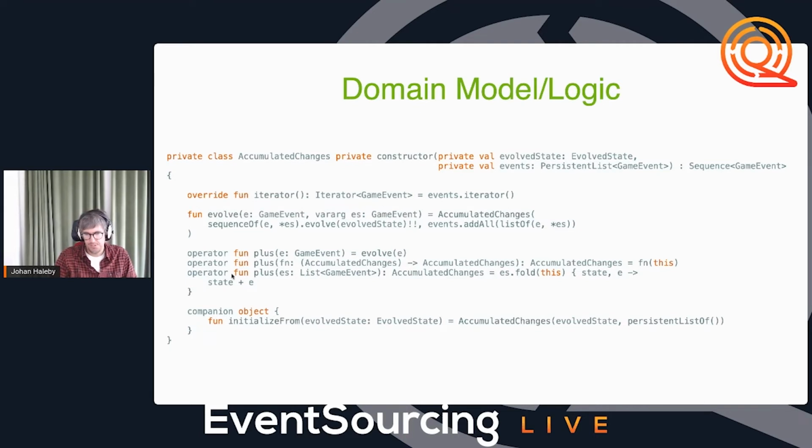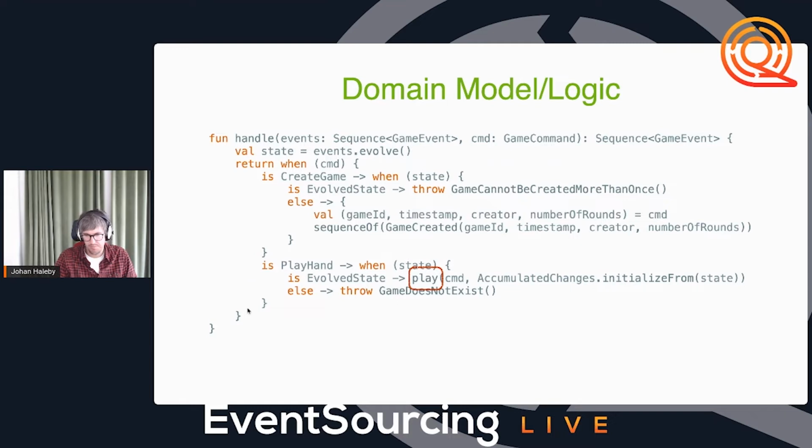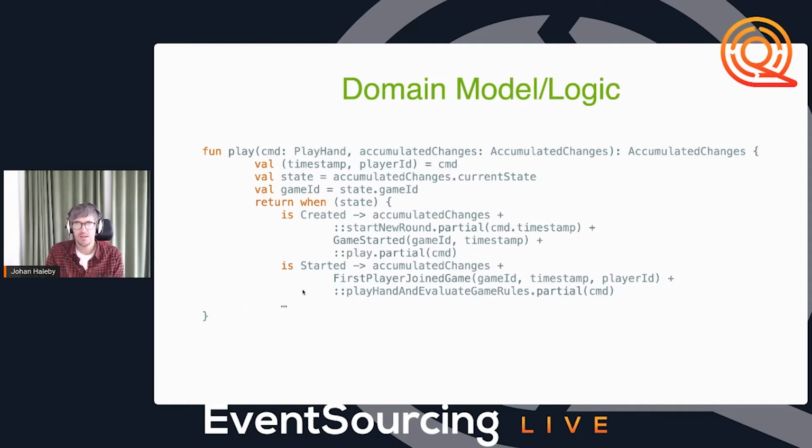So let's zoom into the play method and see how that can look. Now we've zoomed into that. So what we do here, you can see that we get the command, and now we get the accumulated changes. The accumulated changes here will be empty. We will have no events.